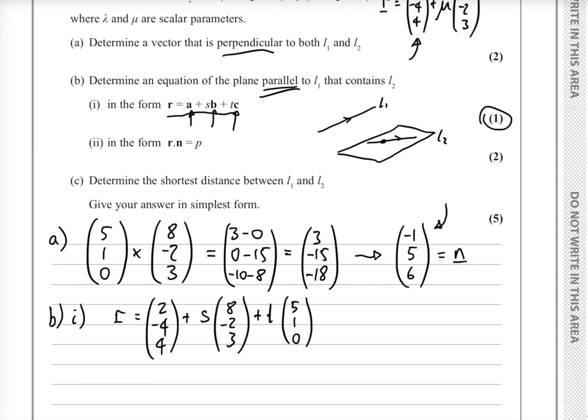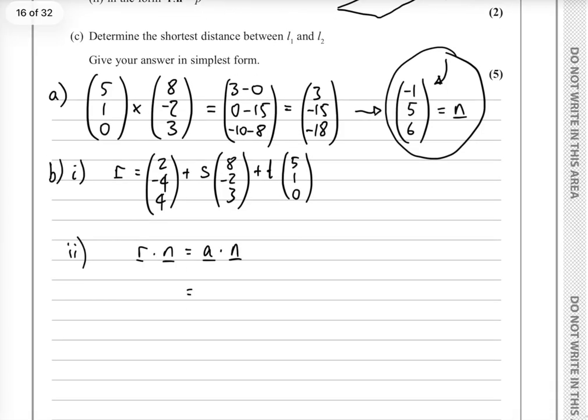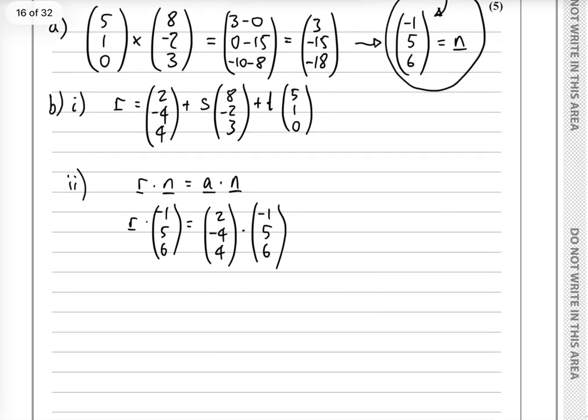In part 2, in the form r.n equals p, we've done part of the work by recognizing that this is the normal. And again, we know the point in the plane is the same point as in line 2. So if we do part 2 here, r.n is equal to a.n, using a as we've done in the one just above it, 2 minus 4, 4, and then the n from part A, minus 1, 5, 6, r dot minus 1, 5, 6, and then we just need to work out this dot product. Minus 2 minus 20 plus 24, and that gives us a 2.